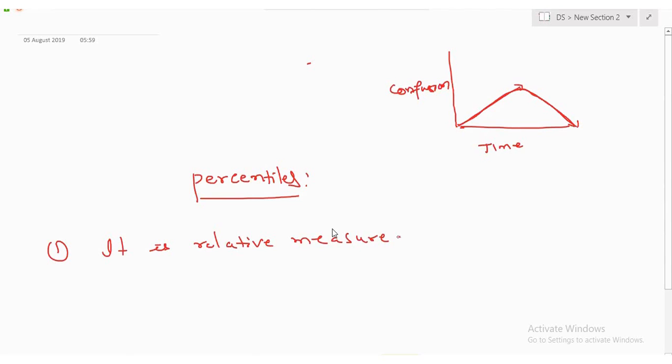What is the meaning of relative? You need to compare with others.